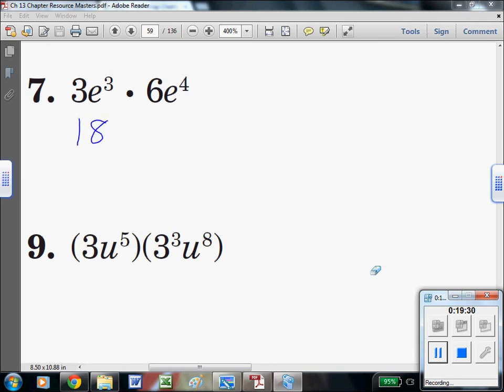Okay, number 7, multiply the coefficients. So 3 times 6 is 18. E to the 3rd times e to the 4th, that's e to the 7th. You're done with number 7.